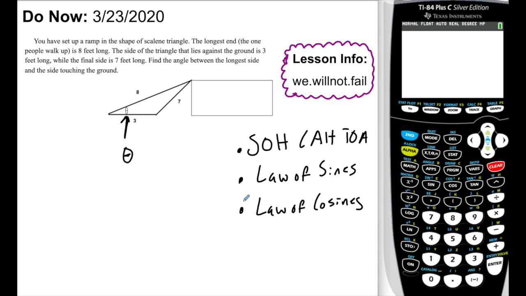I want you to try to use your notes. This is completely open note. Pause the video, try to solve this problem, and when you're ready, unpause, and we'll see if you were right.